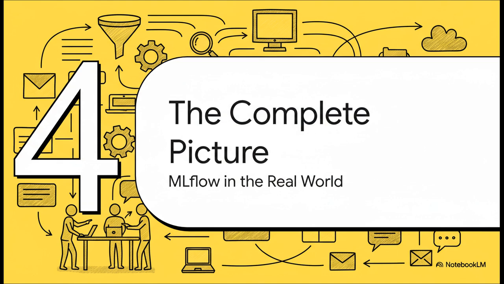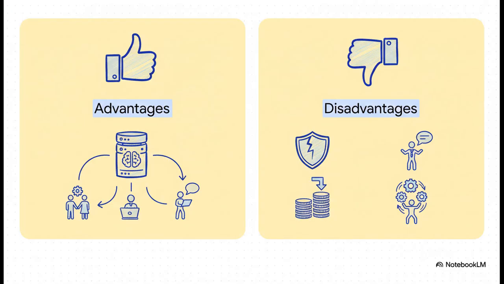So, we've seen all the individual pieces of the puzzle. Now let's put them together and see what this looks like in the real world. You know, when you're working on a team. Because in a real company, you're not just going to run this on your own laptop, right? You'll have a central remote tracking server that everyone on the team connects to. The upsides are obvious. Everything is in one place, everyone can see everyone else's work, it's perfect for collaboration. But you do have to think about the other side of the coin. You're responsible for keeping it secure, paying for the server, and maintaining it.